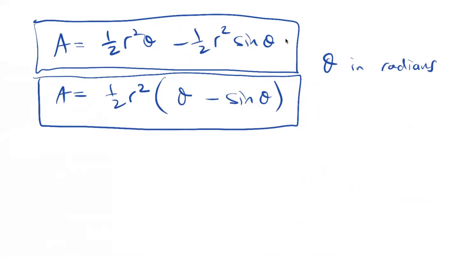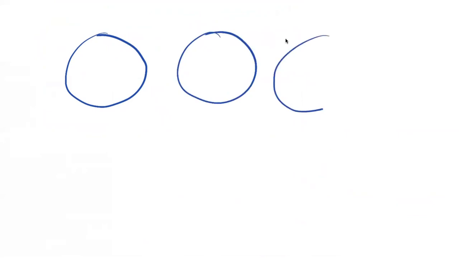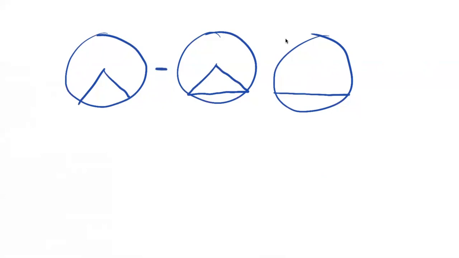Right, well, let's have a look then and see how does that work. Where's the proof of this? Well, the proof is in this: I'm going to draw three circles here. In one, I've got a sector. In the second, I've got a triangle. And in the third, I've got a segment. And what I want you to see is that if I start with the area of a sector, subtract from that the area of a triangle, I'm left with the area of the segment. And that's where that comes from.